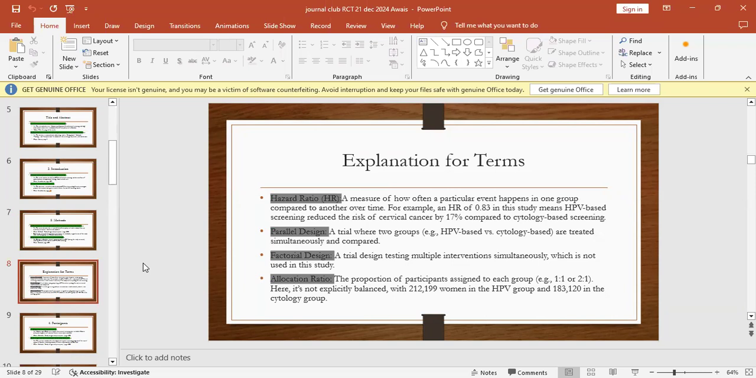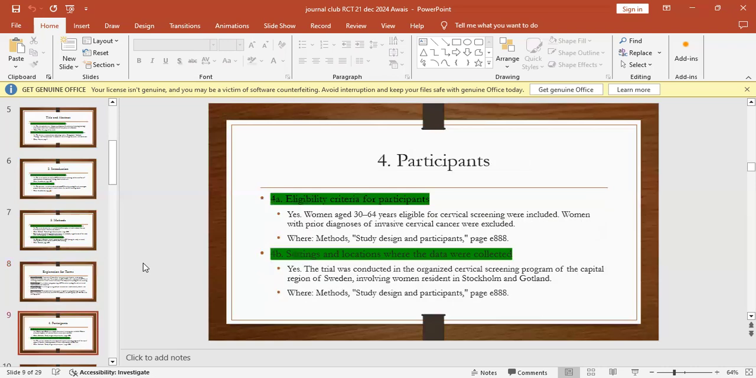Next is the allocation ratio. It means the proportion of participants assigned to each group. For example, that may be 1:1 or 2:1. Here it is not explicitly balanced or not otherwise mentioned. Here it is mentioned that there are 2,12,190 women in the HPV group and 1,83,120 women in the cytology group. So it is not explicitly mentioned in this article whether it is 1:1 or 2:1.